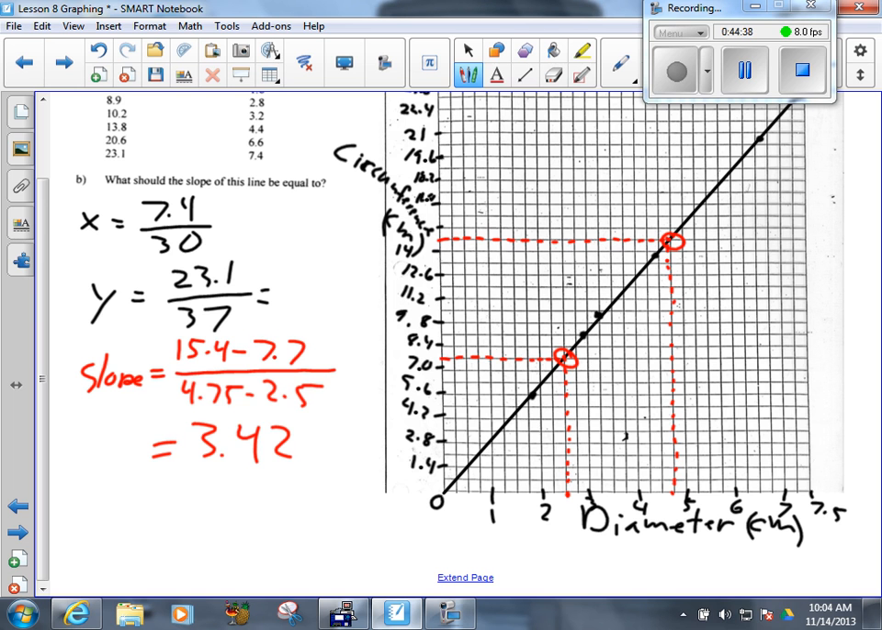What are the units for that slope? It's a trick question. These are in centimeters, and these are in centimeters. What's centimeters divided by centimeters? 1. There are no units for pi. Pi has no units. You always divide the units as well when you're calculating slope. If this was in meters and this was in seconds, the units would be meters per second. But centimeters over centimeters is nothing. Is that making sense to everybody?